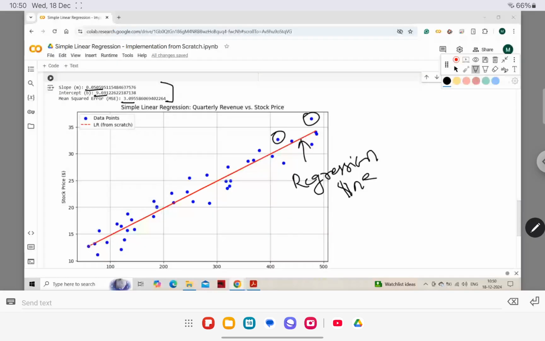Sorry guys, there was a glitch. So just remember these three values: slope 0.5059 and intercept 9.69.